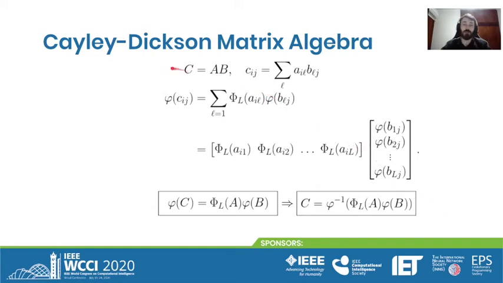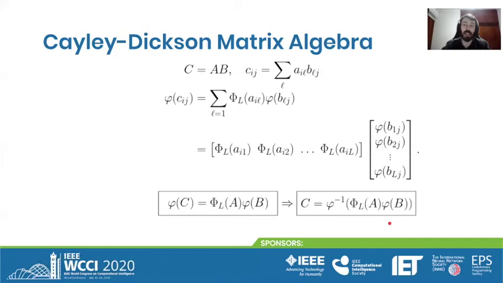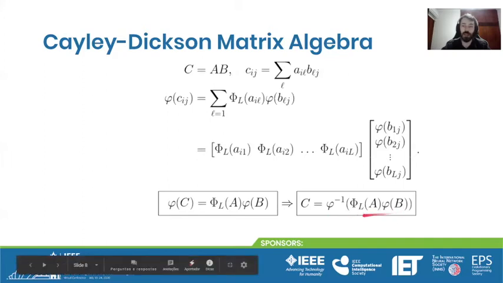Taking this one step further, to the product of matrices, if we define C as a product of A times B, we take the expression for each entry of C, so C_ij being the product of the ith row and the jth column, and apply phi to both sides. We reach a similar expression in which we use the operator phi L, which is defined, and the isomorphism to express the matrix C. So simply, as this expression here. If we simply invert the isomorphism, we have an expression that tells us how to obtain a Cayley-Dickson matrix by means of real-valued linear algebra, so real linear algebra.